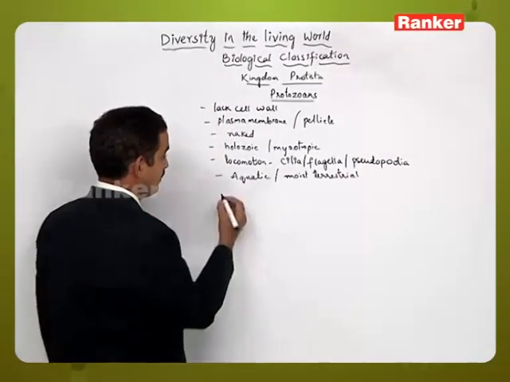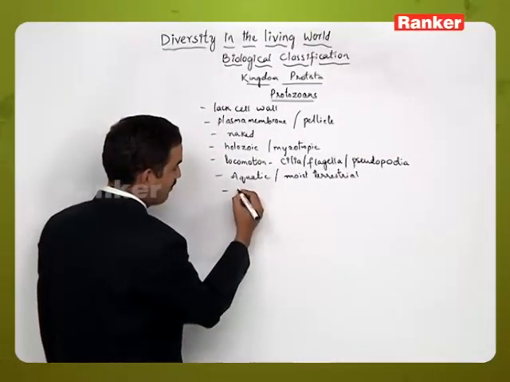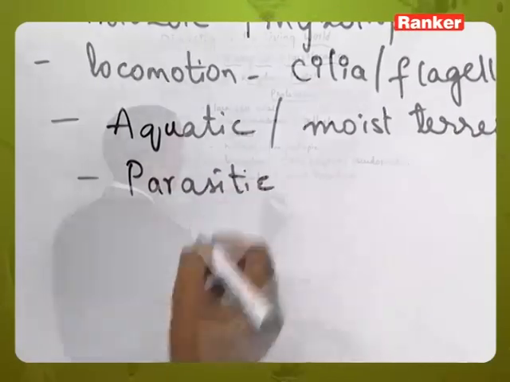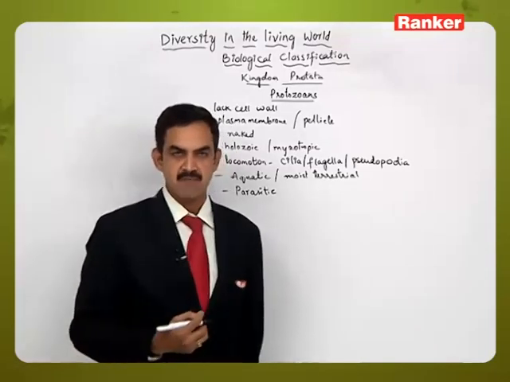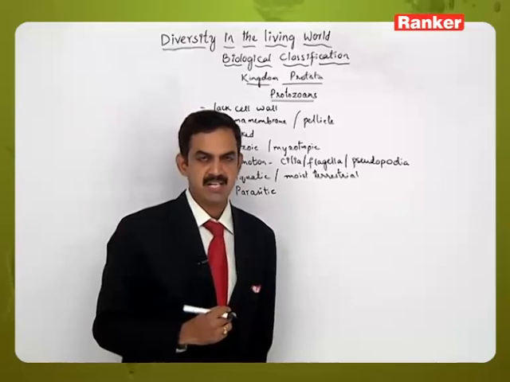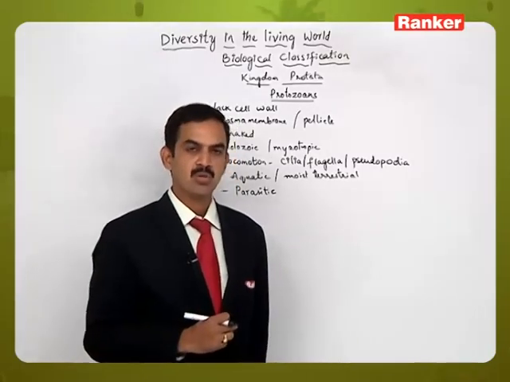And some of them are parasitic in nature, which cause some damage or harm to other living organisms. So these are some basic characteristic features exhibited by some of the members of the protozoans.